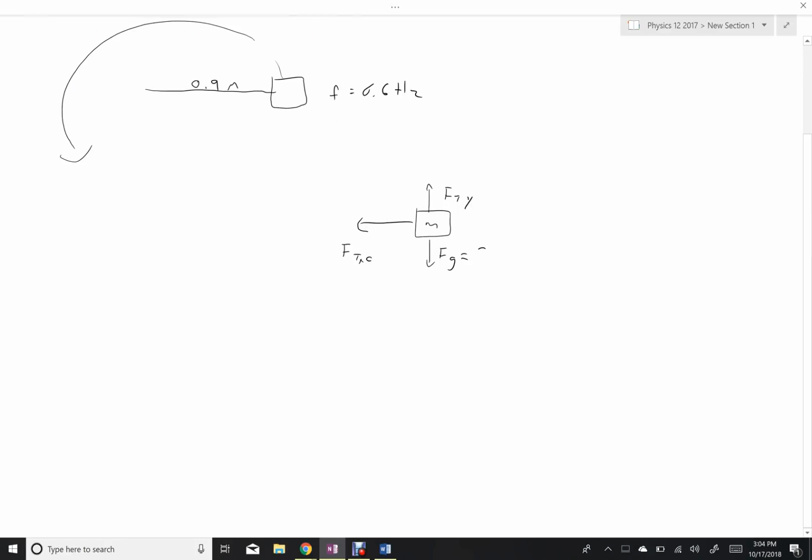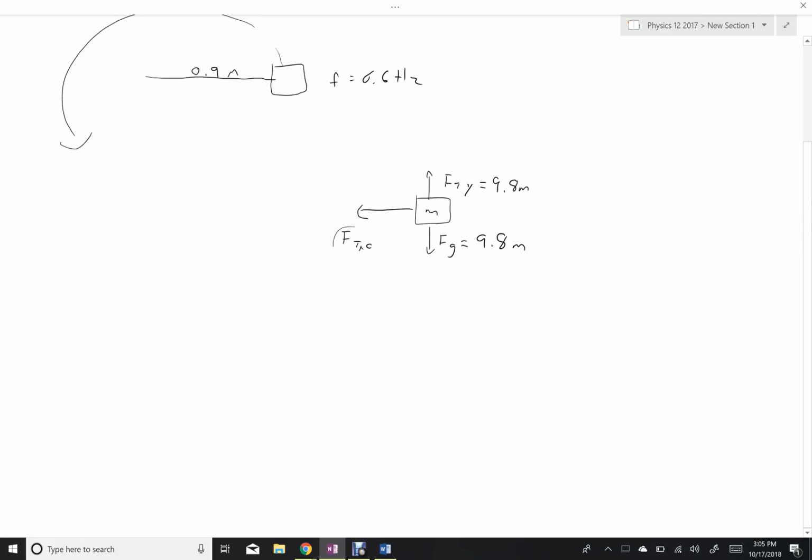So the force of gravity is 9.8 m. So the vertical component of the tension force must also be 9.8 m if this is going to be a horizontal circle and this mass isn't going to raise or lower at any point. These two forces have to balance each other. The centripetal part of the force of tension, the part that's causing the circular motion, we can predict using our formula for circular motion in terms of frequency, as it's given in this problem. So 4 pi squared m r f squared.